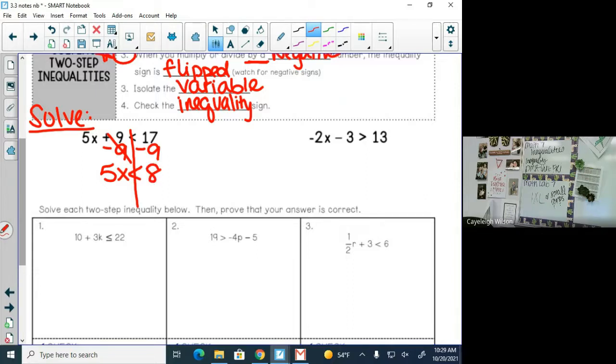And then I want to get the x completely by itself. So what operation is between the 5 and the x? Multiplication. So the opposite would be division. What am I dividing by? 5. And I'm dividing by a positive 5. So I don't flip the sign because I only flip it if I divide by a negative. And then 8 divided by 5 is 1.6.